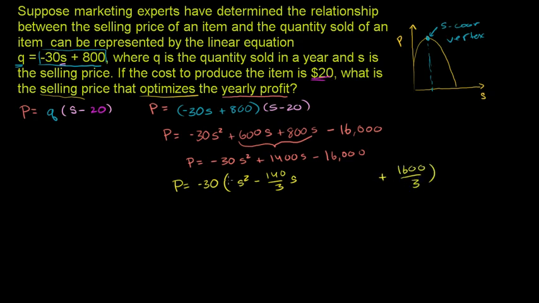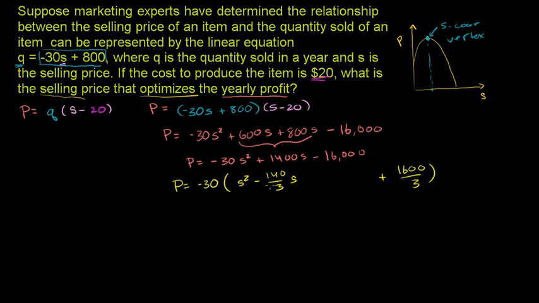All I did so far is I just factored out this negative 30. What we can do now is add and subtract a term here so that the first 3 terms become a perfect square trinomial. That way we can get into that vertex form. So what do we add and subtract?